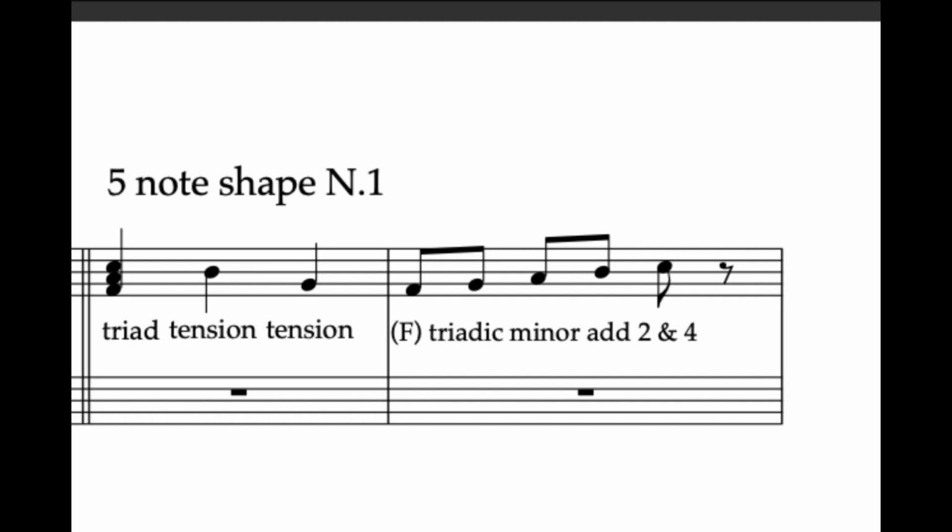This is what I call a triadic minor shape, added 2 and 4. It's a 5-note shape that contains a minor triad, in the specific case, the F minor triad, and 2 tensions, major second and a perfect fourth, in relation to the tonic of the triad, the note F.